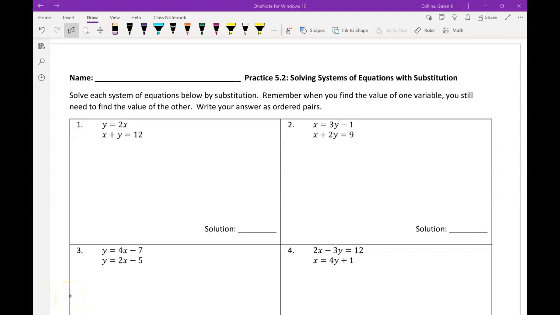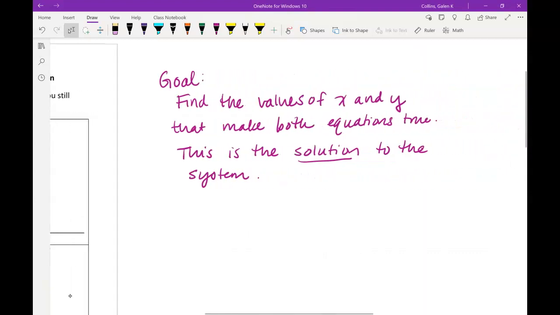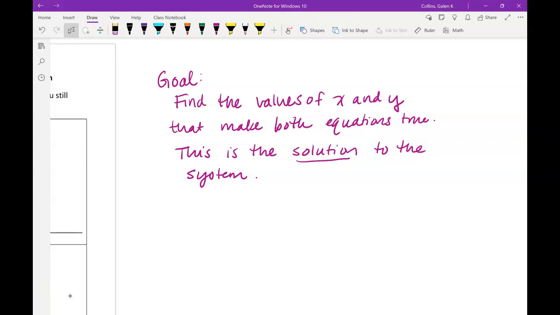We're going to work through some practice problems solving systems of equations using the substitution method. And remember, when we're solving a system, our goal is to find the values of x and y that make both equations true. And we call that the solution to the system.